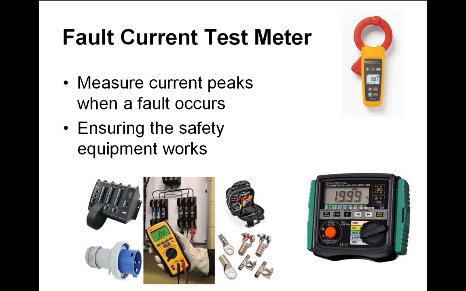Measure current peaks when a fault occurs, ensuring the safety equipment works. Again, notice this one here. So this is a clamp meter. And then we've got typical fault current test meters as well. So they just look for the current and try and see what current is going through the system when a fault occurs.